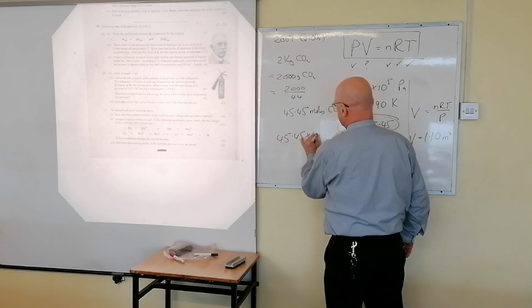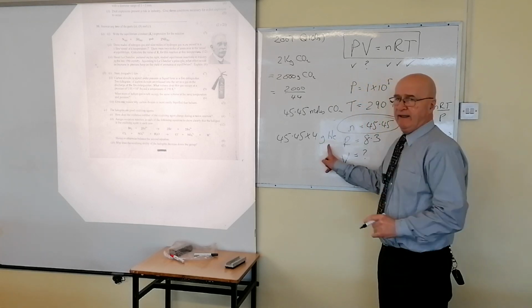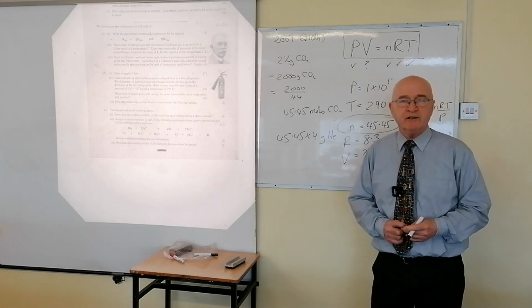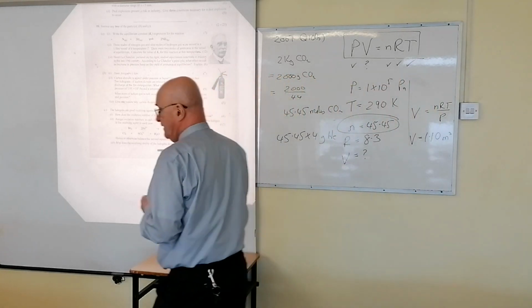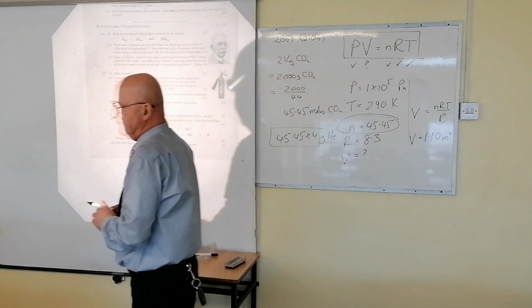45.45 multiplied by 4 will be grams of helium. Where did that come from? That is the relative atomic mass of helium, Group 18 in your periodic table, printed on the front of your exam paper, and there's your answer. Just multiply it out, okay? That is your answer, grams of helium.